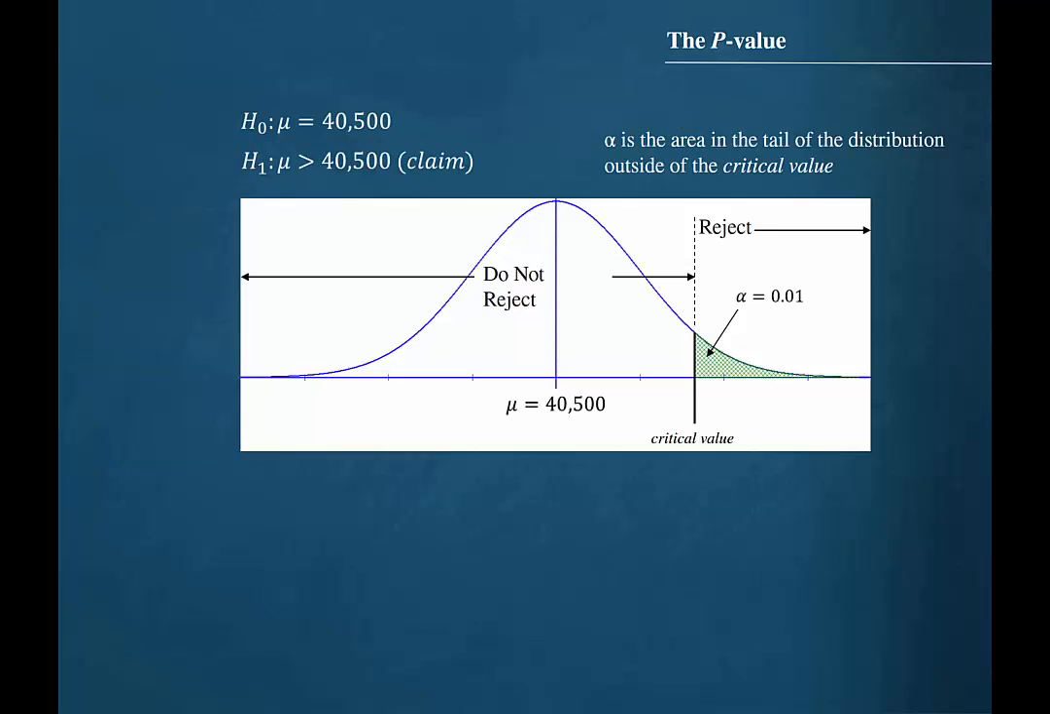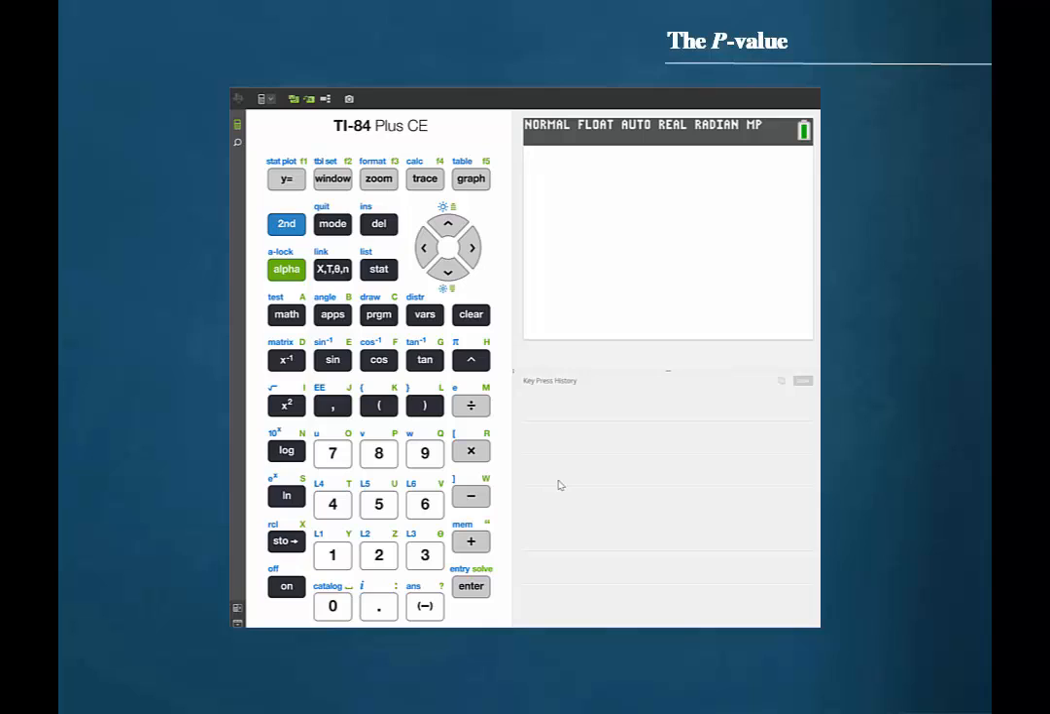This will be a right-tailed test with the claim in the alternative hypothesis. The claim is that the mean is greater than 40,500. The level of significance, also known as alpha, is specified as 0.01. We can use the TI graphing calculator to find the p-value. We'll push Stat, cursor over to Tests.